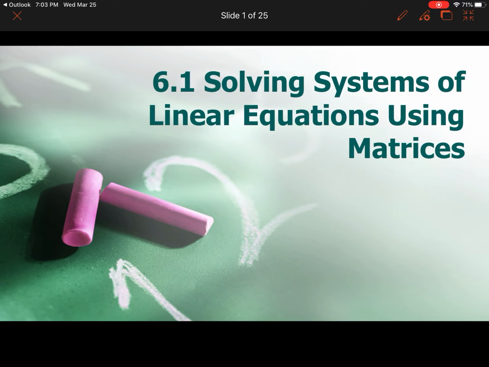As I mentioned in the announcement to you, we have a few sections that we've taken out. We're only going to do 6.1, 6.2, and 6.3. And then we have 7.1, 7.2, 7.3. And then we have 4 sections in chapter 8, and that is all we are doing for the rest of the semester.